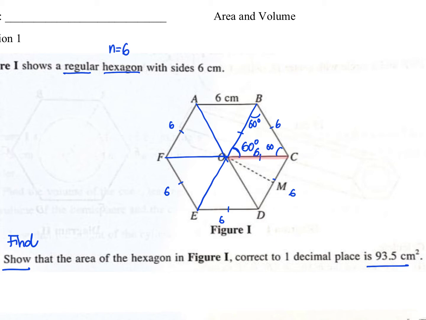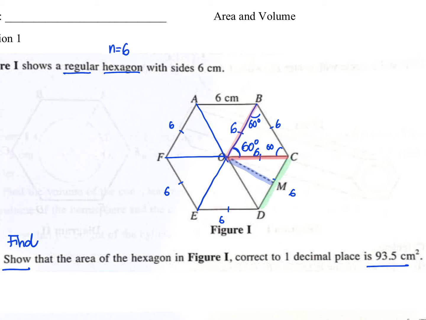For the students in Set 3, you can use the formula area of triangle equals half ab sine C, because this length over here is 6, the other length is also 6. But for students who are in Set 2 and have not learned the formula half ab sine C for the area of a triangle, don't worry. You can find the perpendicular height OM first. Then we take the area of the triangle to be half times base times height.